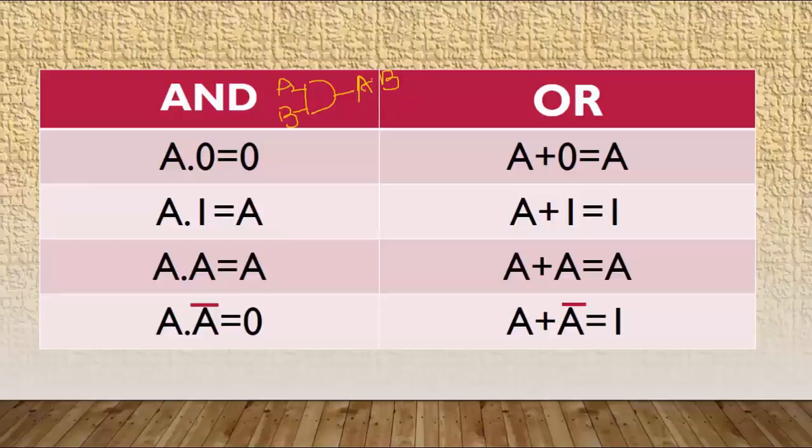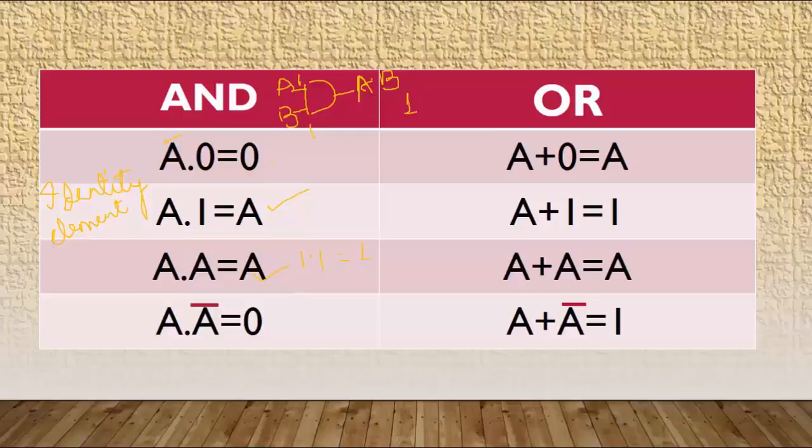If we are ANDing, meaning dot, we take the product of the variable a with 0, we will get 0, and a into 1, it can be any variable x, y, z, a, b, c. Here we multiply a number with 1, we will get the same number. So here 1 is the identity element. Now if we multiply a into a, we will get a, like 1 into 1 is 1. Simple. If my inputs are 1 and 1, my output will be 1.